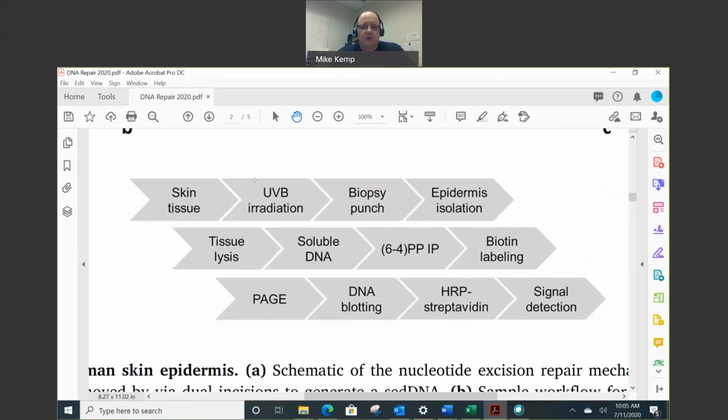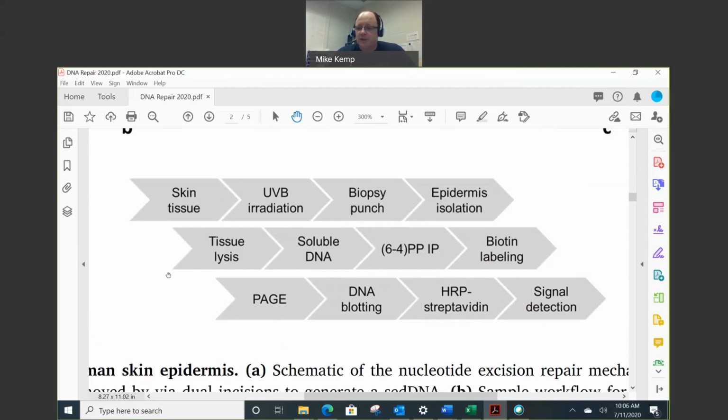We simply expose the skin to UV radiation. We'll take a small punch biopsy, and for this work it's about a 6 millimeter punch biopsy. If you look at the end of a pencil, that's about 6 millimeters, so it's a very small amount of tissue we're working with. We do a heat shock to separate the epidermis from the dermal layer of the skin. So we're specifically looking at the epidermal layer, since that's what gets damaged by UV radiation.